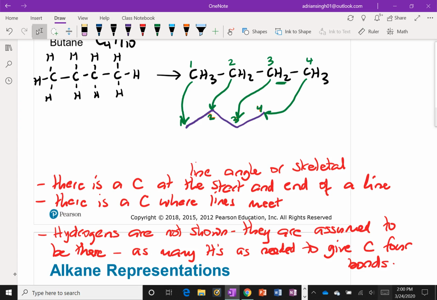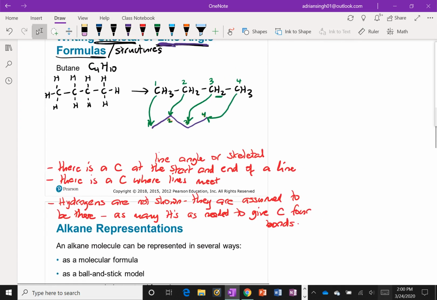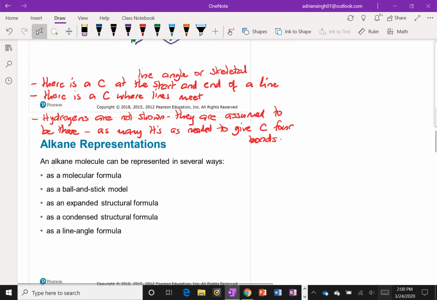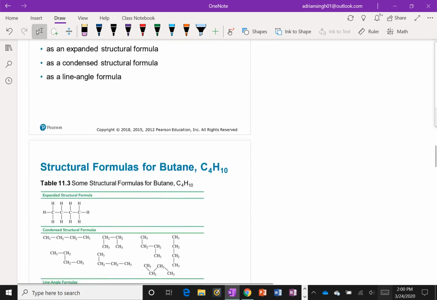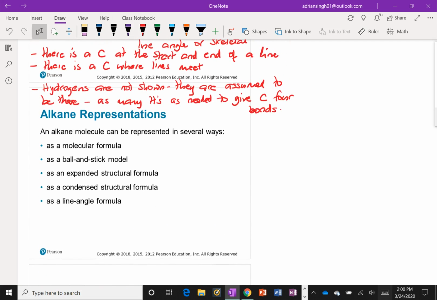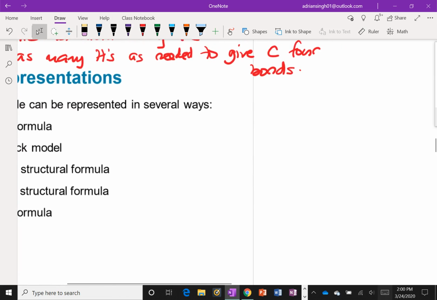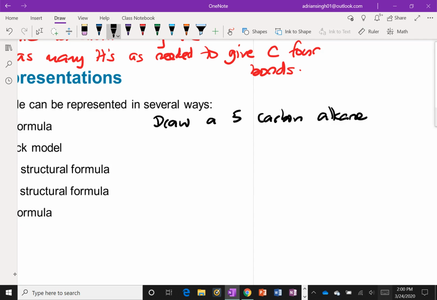Right, so the line angle structures are really, really quick ways to draw the structures for your organic compounds. All right, so let's just take a look at another example. If I wanted to draw a 5-carbon alkane, and I'm going to say line angle.